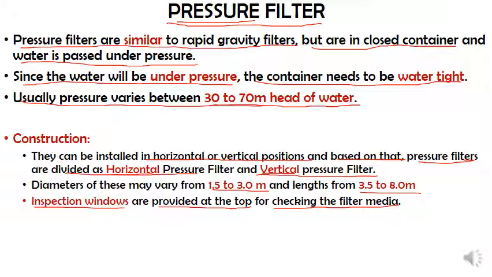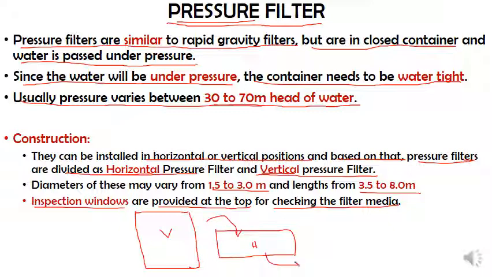So what do we mean by horizontal and vertical? In the next slide we are going to check out its figure and details, but for now, imagine if the height or depth of that filter is more when you compare it with the width, then we call this vertical. If the depth or height is less and the width is more, then we call it horizontal type. In both of these, the inflow water will be from the top and the effluent will be taken from the bottom, and the sand media will be on top, then gravel, then the under drainage system. This is the same in both horizontal and vertical sections.